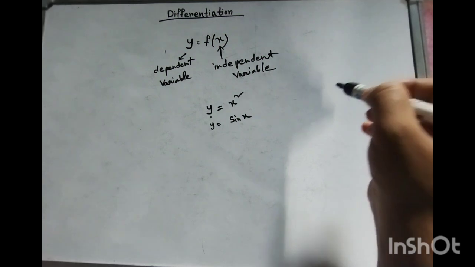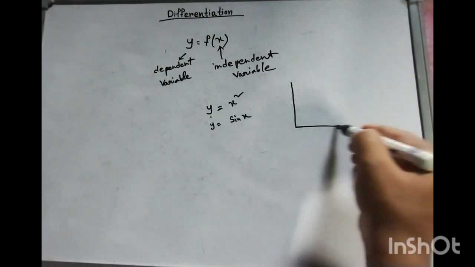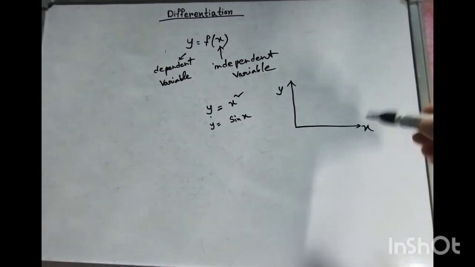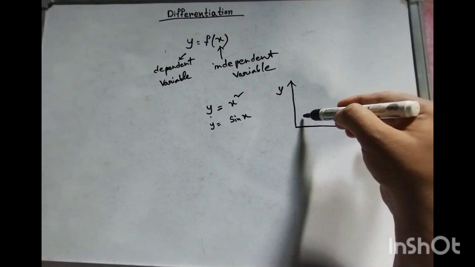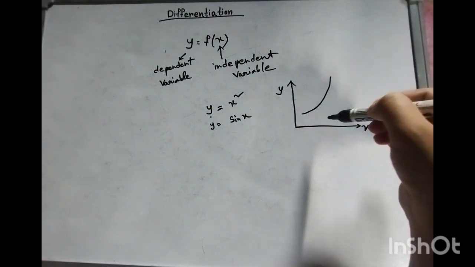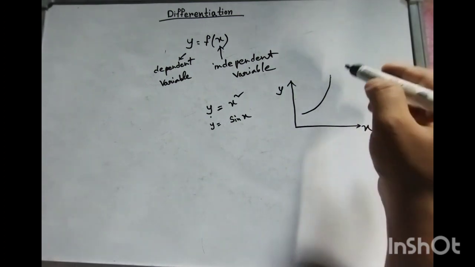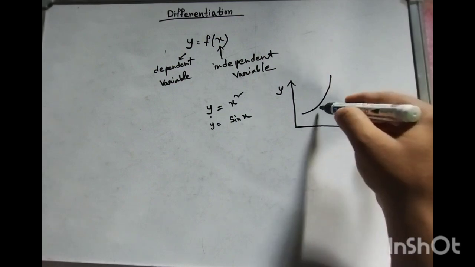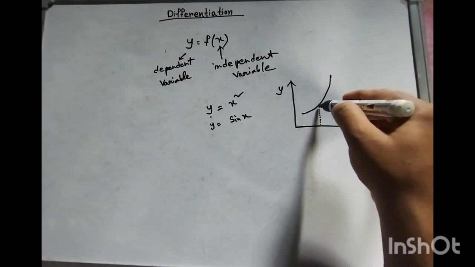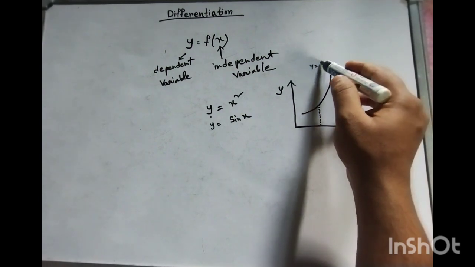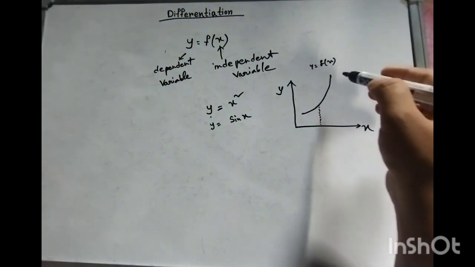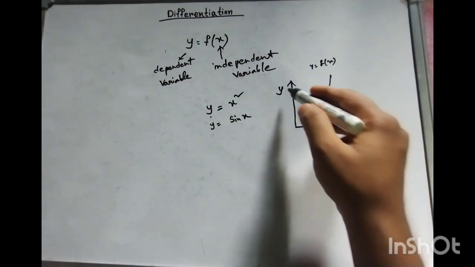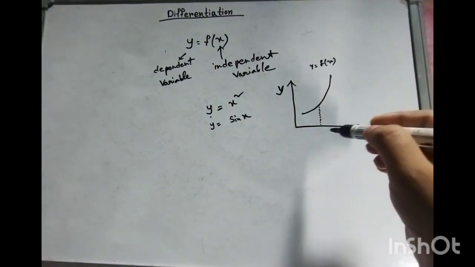Now what is differentiation? Suppose you plot a graph. Here this side is x and this side is y. So suppose there is a graph of x square plus something, and in this graph for each value of x you will get a corresponding value of y. Y is a function of x. So now if I say find the derivative of y with respect to x, how will you do that?